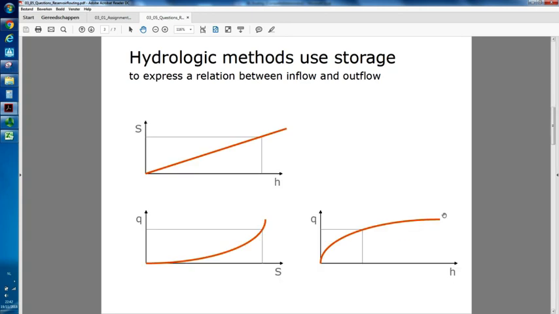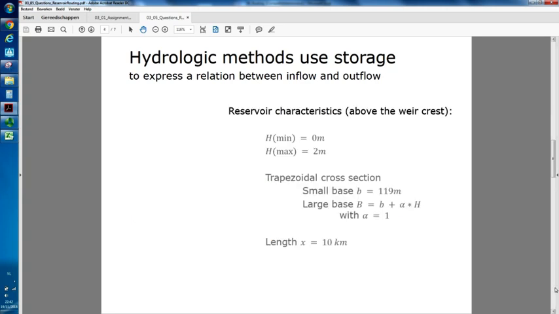Now, if we know Q as a function of H and S as a function of H, we can get different points that correspond with a certain value of H and get a combined graph or a combined function which relates Q to S. And that's what we are going to do here as well.